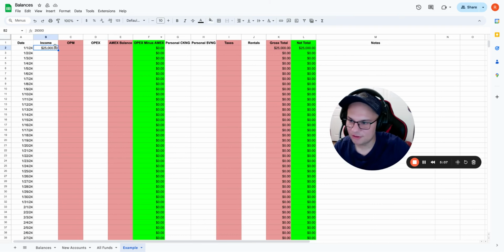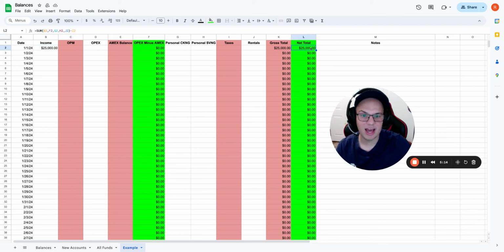Now, as you can see, once I typed in that 25 grand in here, it automatically populates into the gross total and the net total. Now, you might have no idea what that means right now, but don't worry, I will explain all of that. And I will also explain why it's super important that you have both of these totals set up as well.